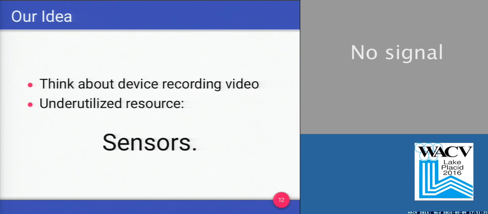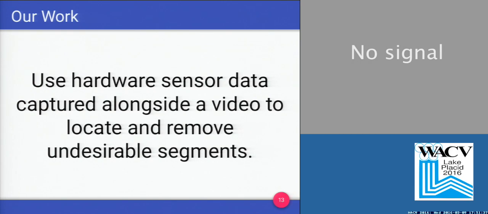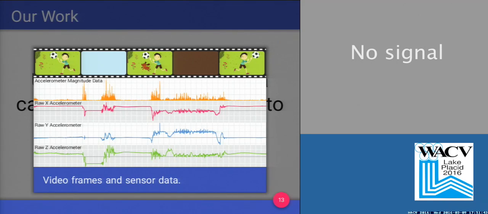So finally coming around to what our work is. We try to use hardware sensor data that we capture alongside a video to locate and remove undesirable segments of a video in an efficient manner. So here's sort of the type of data that we work with in our method. And you'll see at the top some sample frames from a video, and then you'll see some plots of accelerometer data captured during the scenario. So there's magnitude and then the raw accelerometer readings. So just by looking at the magnitude data, you can sort of already pick out where some important events might have occurred. So you'll see an initial spike where he dropped the phone.